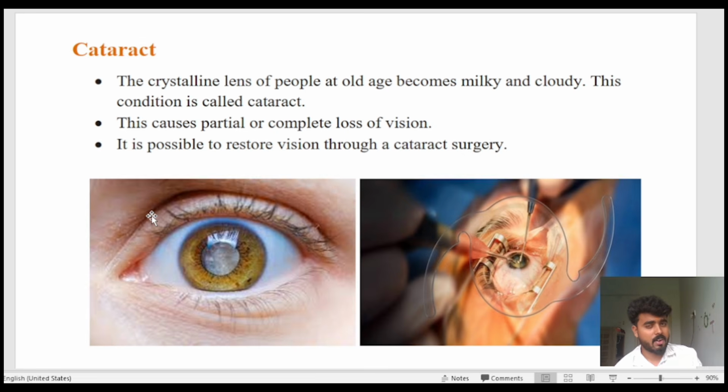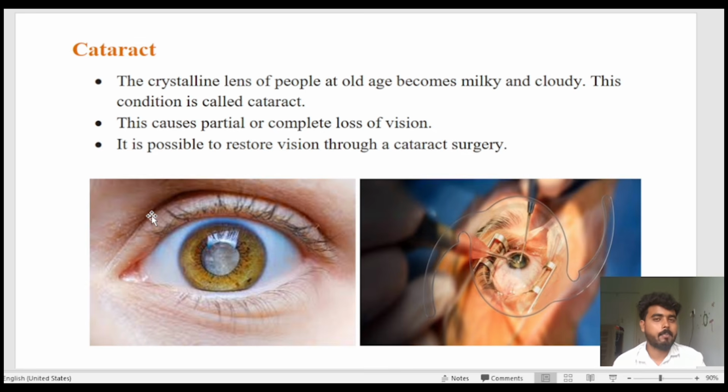If we do not treat cataract, what will happen? It results in the loss of vision. How to correct cataract? By using cataract surgery, we can correct cataract.